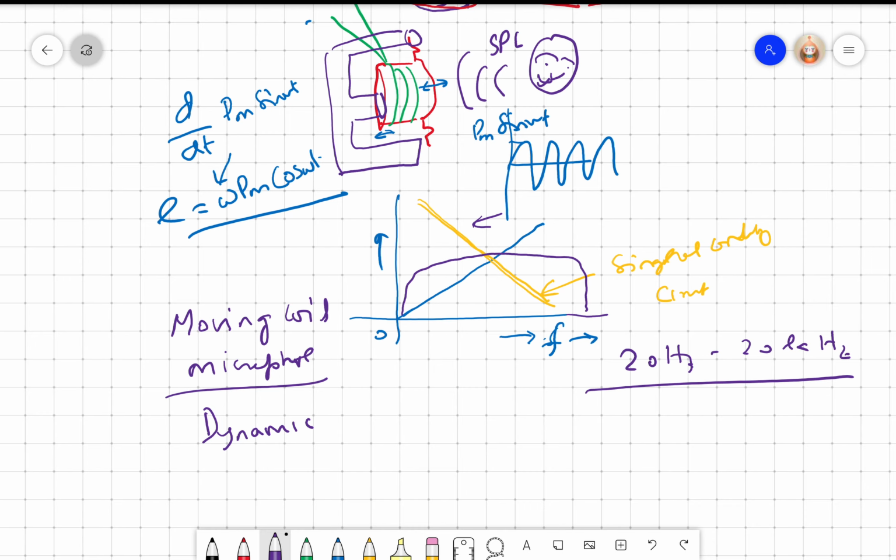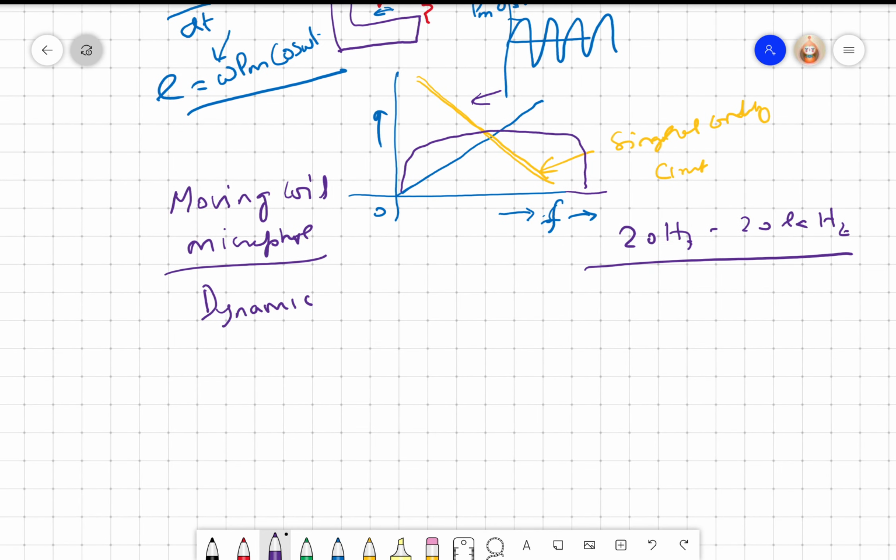You can even buy from standard manufacturers the electrodynamic type microphone. And the electrodynamic type transduction process is also used in the reverse as actuators.